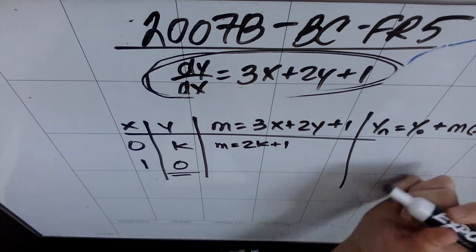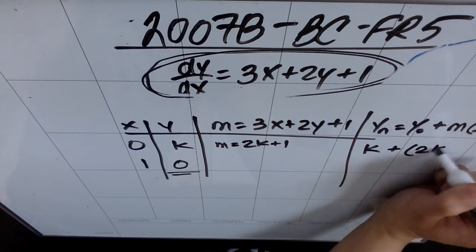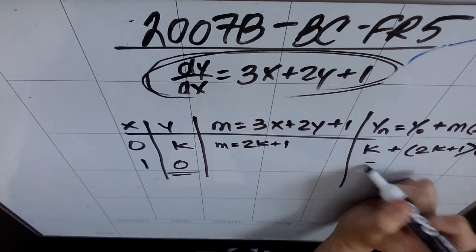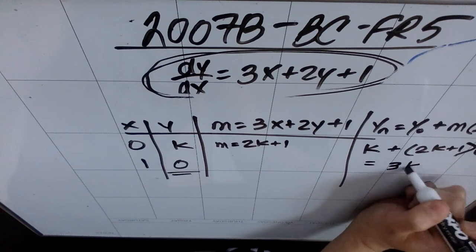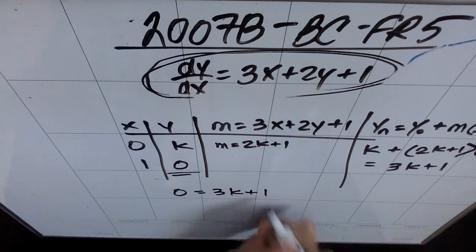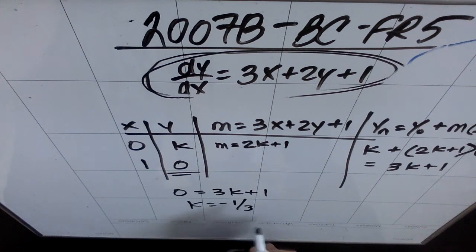which means my new y, which by the way is 0, should be the old y, which was k, plus my slope, which was 2k plus 1, times the step size, which is 1. So this new y value should be 3k plus 1, right? So 0 equals 3k plus 1, because they told me this new y value is 0, so k should be negative 1/3.